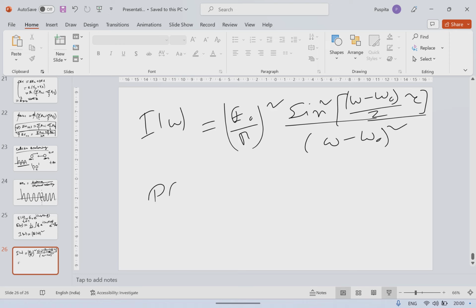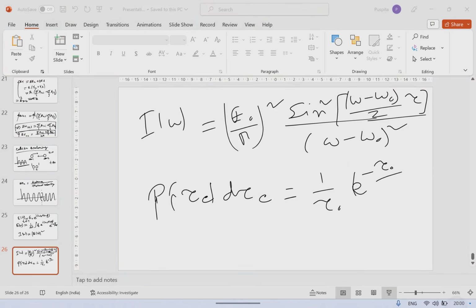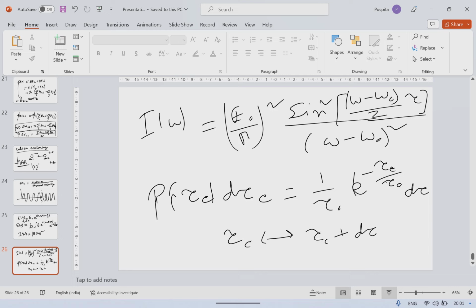Okay, so the probability is given by P(τc) dτc equal to (1 by τ0) into e to the power minus τc by τ0 dτc. So this is the probability that a collision can happen in the interval between τc to τc plus dτc.